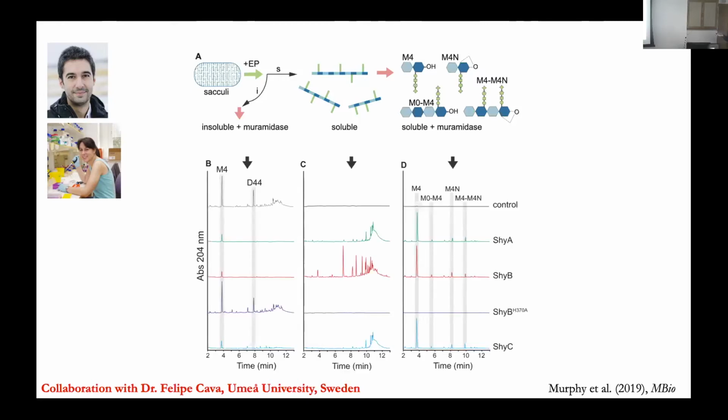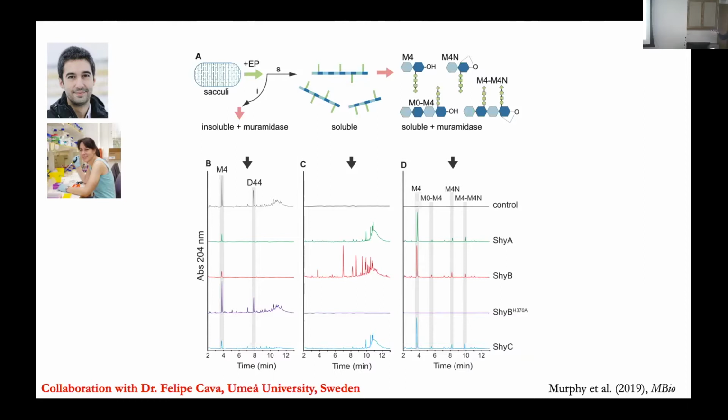So this is what this would look like. Focus on the middle part at first. So the first thing you should notice is that ShyA, B, and C can all digest something, can cut something out of the sacculi, right? So there's something in the soluble fraction here and not in the control or an active site mutant of ShyB. You may also notice that it looks a little different between ShyA and ShyB. And we don't actually understand that. So it seems to have slightly different activity. But in any case, all of them cut something.